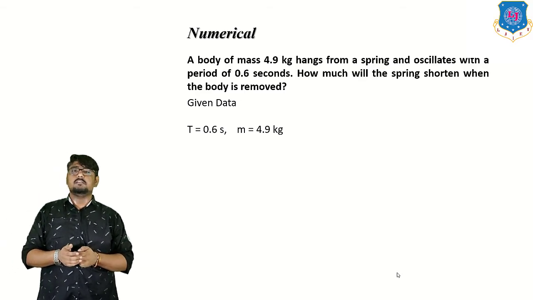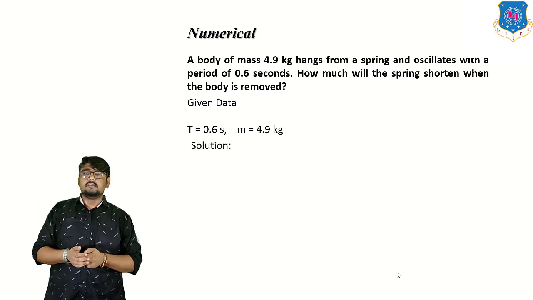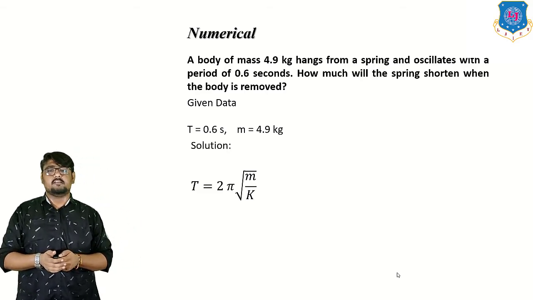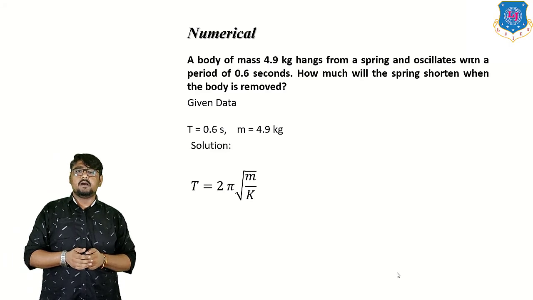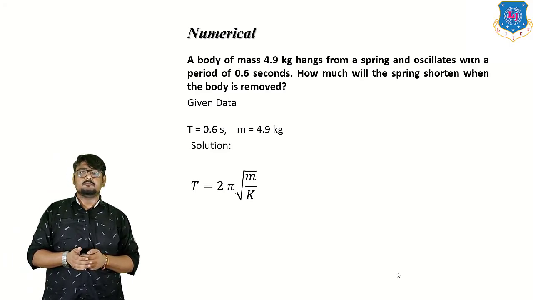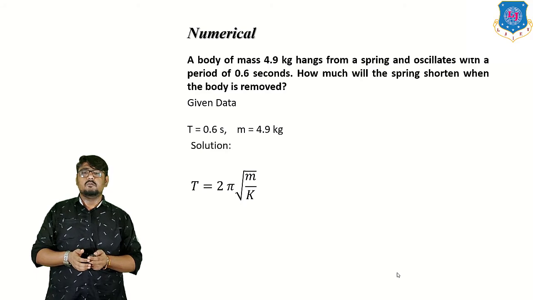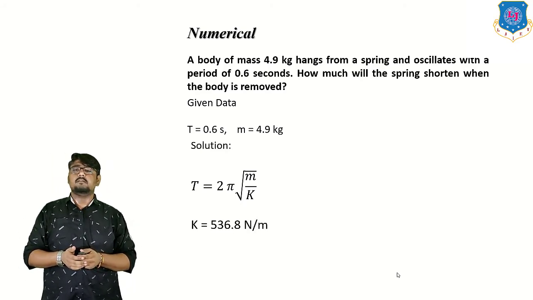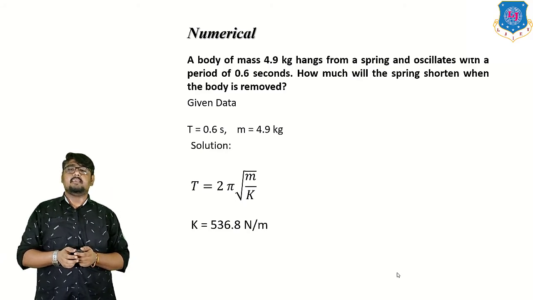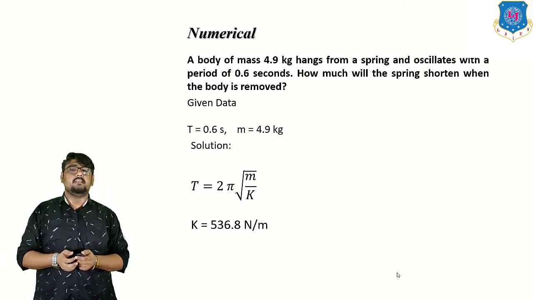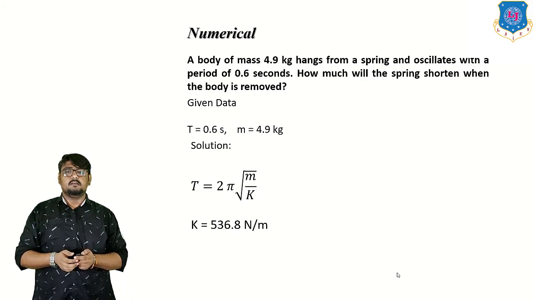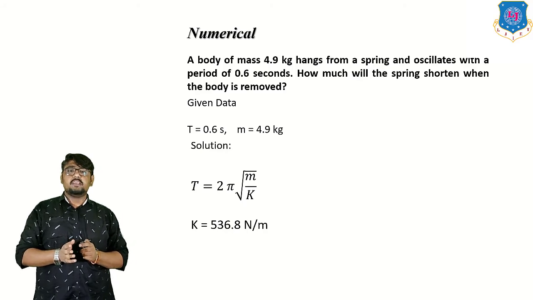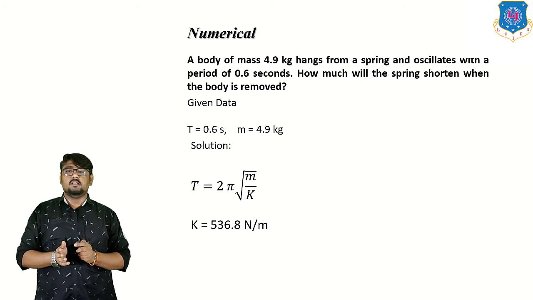Now let us take a look at the solution. We know the equation T = 2π√(m/k), which we have derived earlier. Placing the values of m and 0.6 as T, we get k = 536.8 newton per meter. That is the stiffness. Now, how much will the spring shorten? We need to find that out.